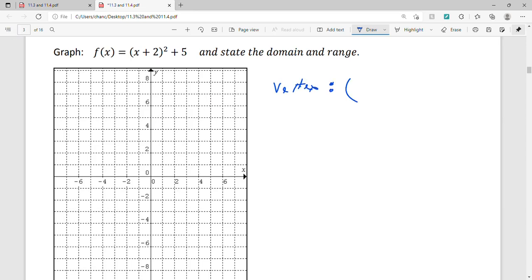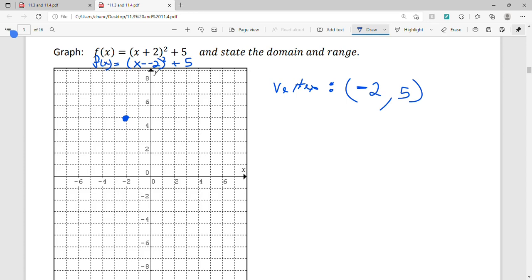In the next example, we'll look for the vertex again. Be careful, what is the vertex? We'll rewrite it so it's easy to tell. We're going to write it as x minus a negative 2 squared plus 5. H is negative 2. It is not a positive 2. K is 5. That means my graph is shifted to the left 2 and up 5 units. This is the vertex, negative 2, 5.